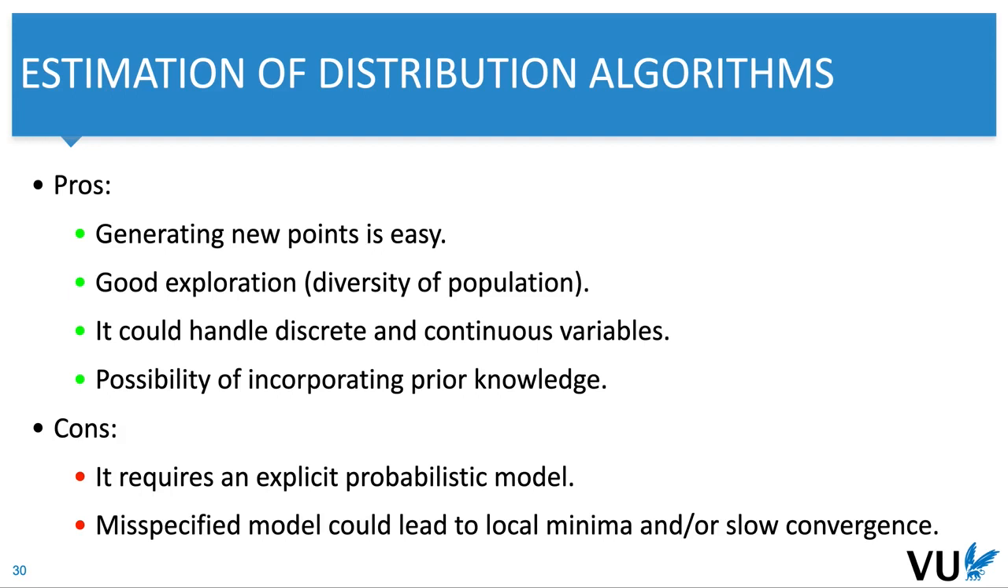The disadvantage is definitely that it requires an explicit probabilistic model, probably. However, you can also think of using some GANs or whatever here. But rather we would prefer to work with an explicit model, like Gaussian or some other distribution. And of course, if we misspecify a model, this could lead to local minima and very slow convergence. So these are these problems. Of course, I also should mention that fitting the model could be difficult by itself, right? So these are these disadvantages.